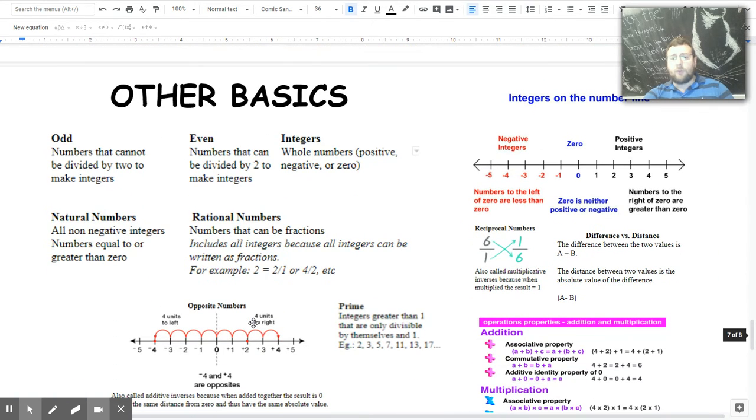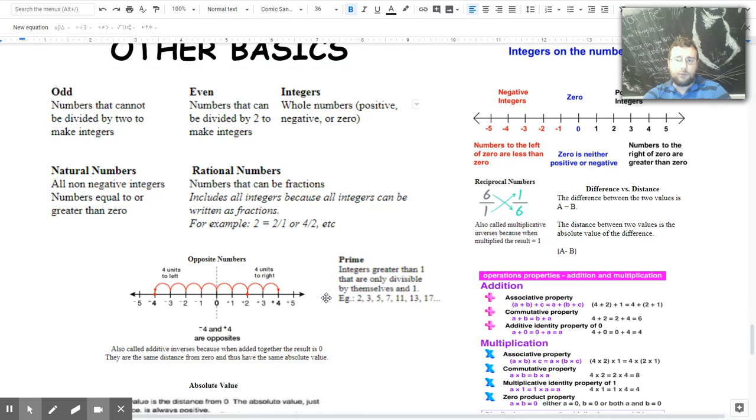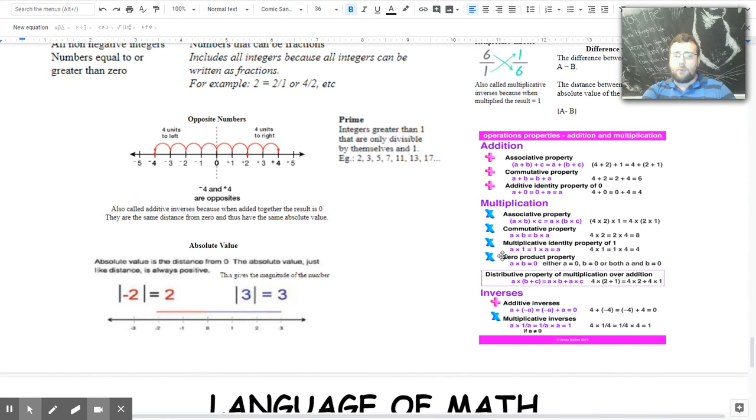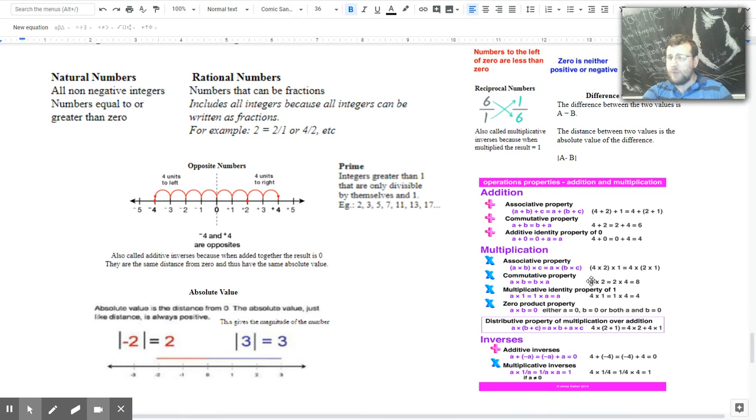Finally, I'm going to describe some basic terminology that a good 7th grader should know, starting with a review of the number line and then talking about what opposite numbers are. Then I'm going to review things like odd, even, integers, natural numbers, rational numbers, and prime numbers. I'll also talk about absolute value and the difference between the word difference and the word distance when it comes to math. I'll even include a little bit about what reciprocal numbers are and why they're important in operations, especially when it comes to multiplying and dividing, especially with fractions.